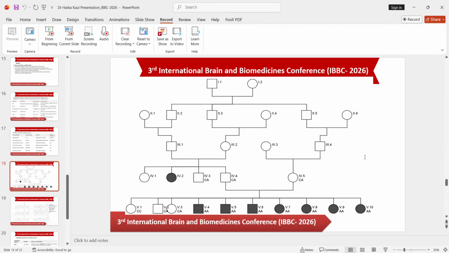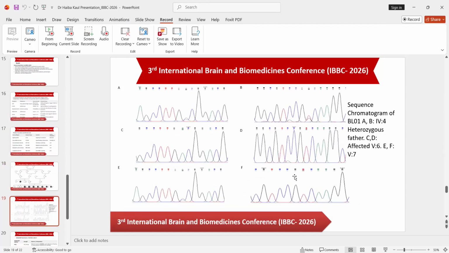This is the pedigree. You can see here these are the 7 affected individuals that participated in this study, and all of these were homozygous for the adenine, AA, and these are the heterozygous individuals, and this is the only one we found that was homozygous for the wild type allele. These are the parents. These are the results of sequencing. This is a sequence chromatogram. This is the heterozygous carrier. This is a homozygous affected individual with homozygous adenine, and this is the heterozygous.